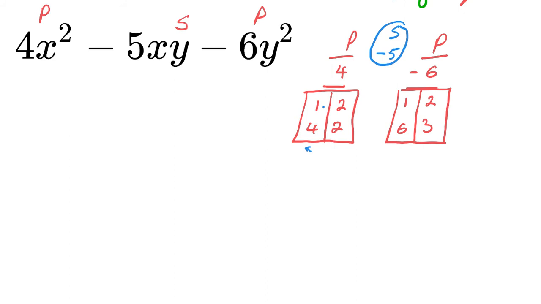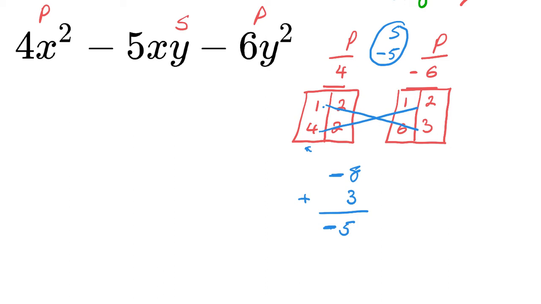But I'm going to try the reverse and see what happens. 4 times 2 is 8, and 1 times 3 is 3. Well, with an 8 and a 3, I can make a 5. So now we'll see if it's the correct pairing. I need to make a negative 5, which means this needs to be negative 8. Negative 8 plus 3 is negative 5.